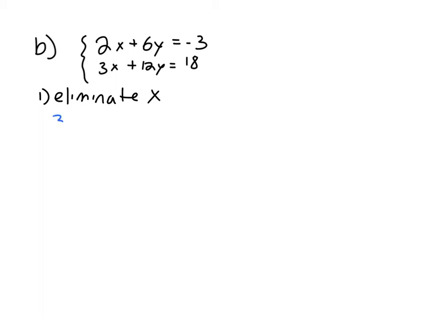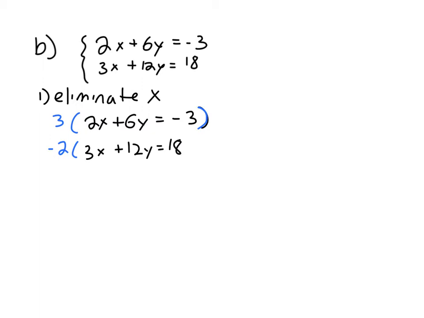So I'm going to multiply everything in the top, the first equation, by 3. So everything, including the right and left side. Okay? And then on the bottom, I'm going to multiply everything by negative 2. Okay? And so let's go ahead and do that. So then let's see what I'll have.